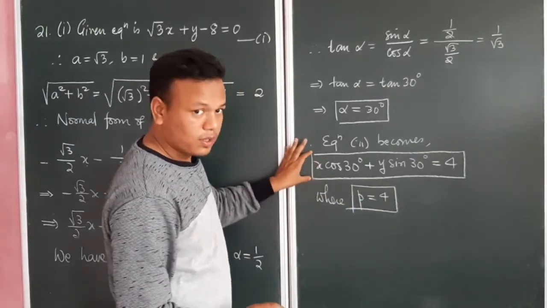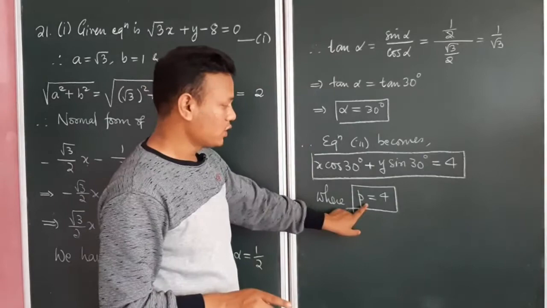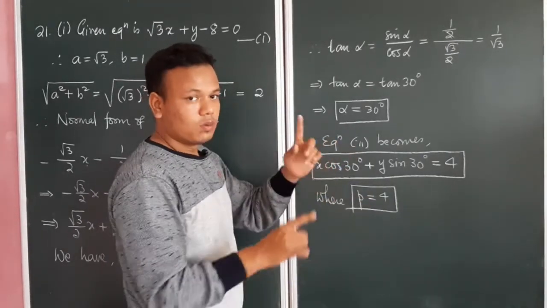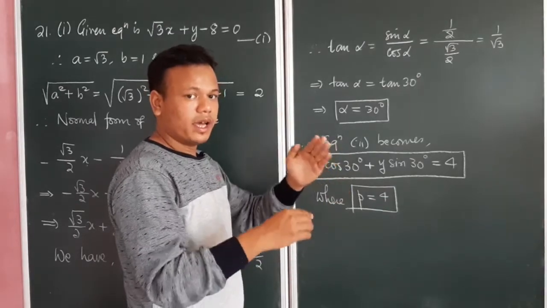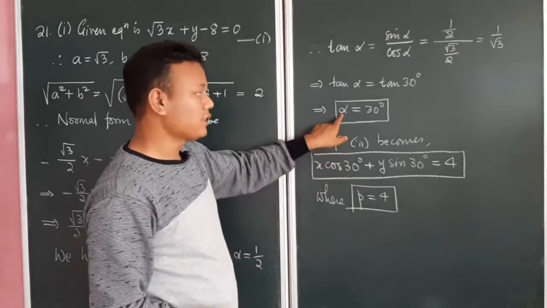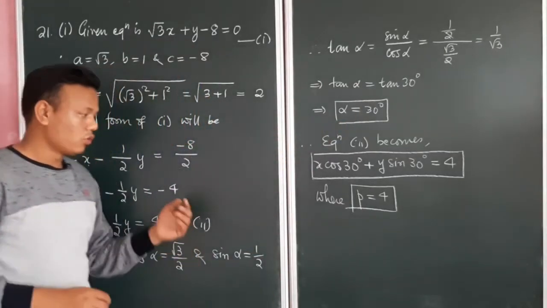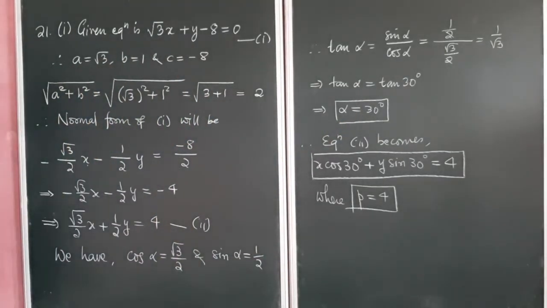All right, so these are the required answers. First is this one, they have asked us what is the perpendicular distance, we have found that as well, and the last one is what is the angle between the perpendicular and the positive direction of x-axis, that is alpha. So alpha is also found, which is 30 degree. So you may pause the video to note down.